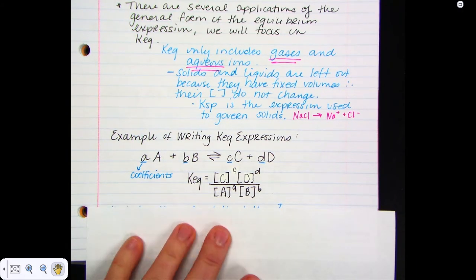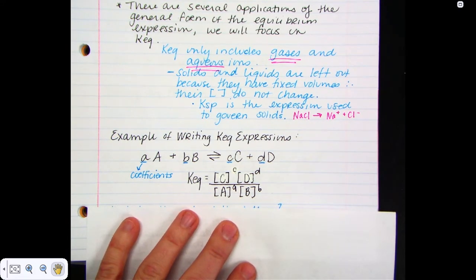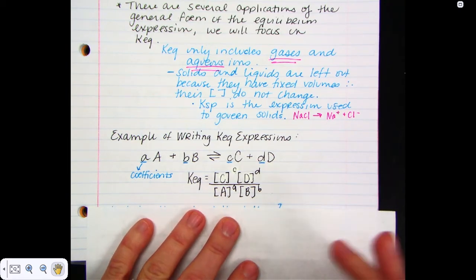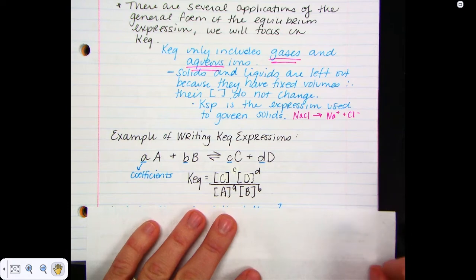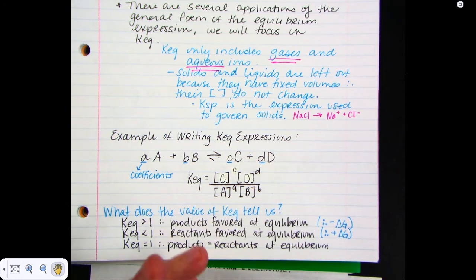I can add and remove letters from this as needed. If I have 4 things on the top and 1 thing on the bottom, that can happen. If I have 4 things on the top and nothing at the bottom, that can also happen. So just whatever I need, products on top, reactants at the bottom. All right, so what does K tell us?